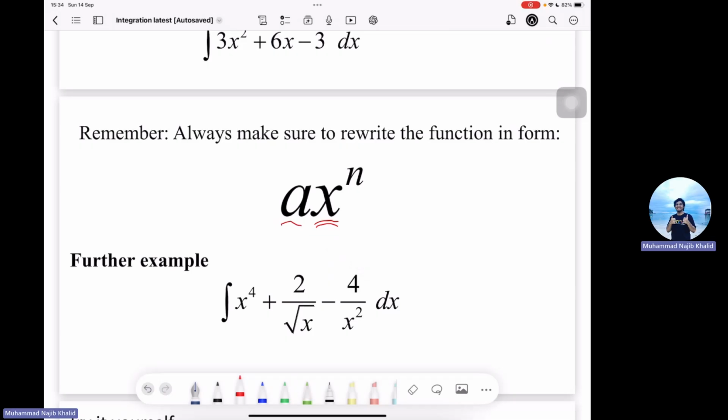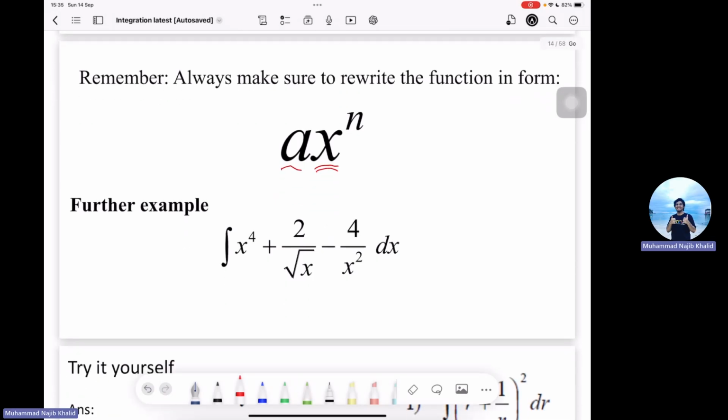Alright, so for instance, here we have the integral of x^4 plus 2 over x minus 4 over x squared. So now we have three different terms, first, second, and third one. The first term is okay. Why? Because it is already in the form of a is 1, x, and n is 4. But the issue occurs for the second term as well as the third term.